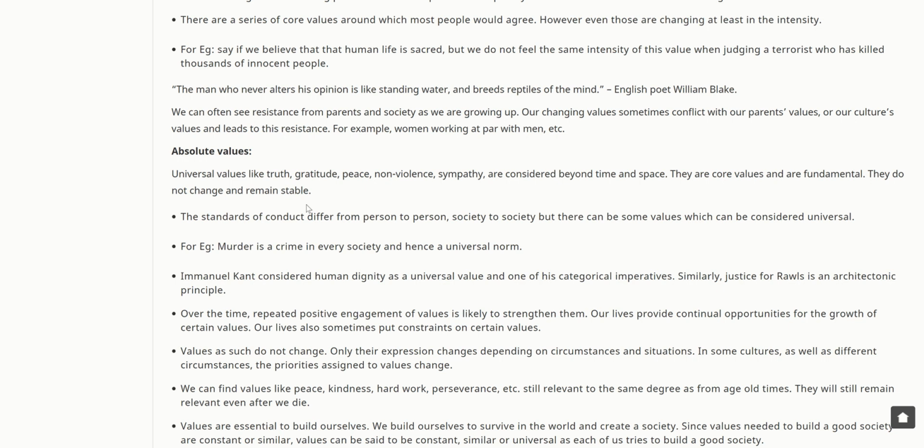The man who never alters his opinion is like standing water and breeds reptiles of the mind. We can often see resistance from parents and society as we are growing up. Our changing values sometimes conflict with our parents' values or our culture's values and lead to this resistance. For example, women working at par with men. Now let's look at the absolute values. Universal values like truth, gratitude, peace, non-violence, sympathy are considered beyond time and space.